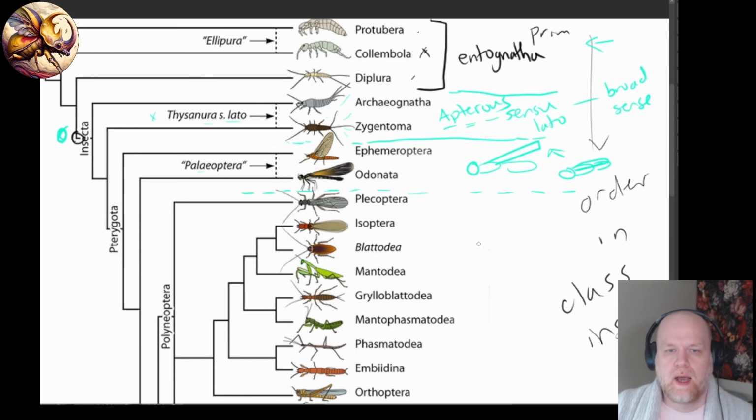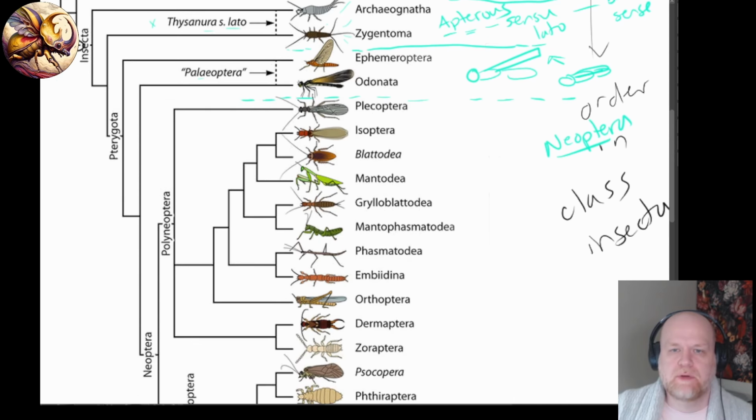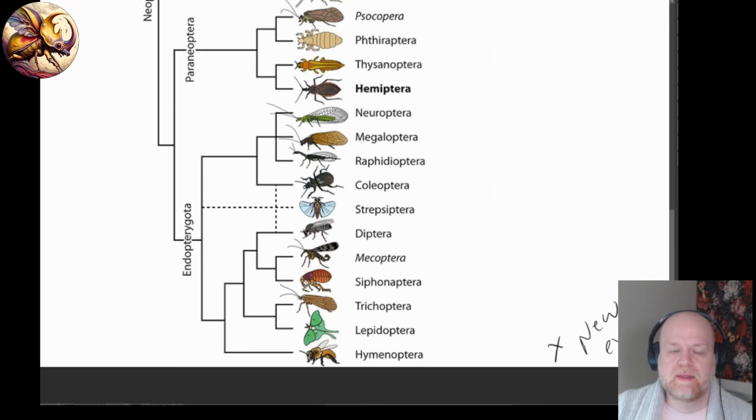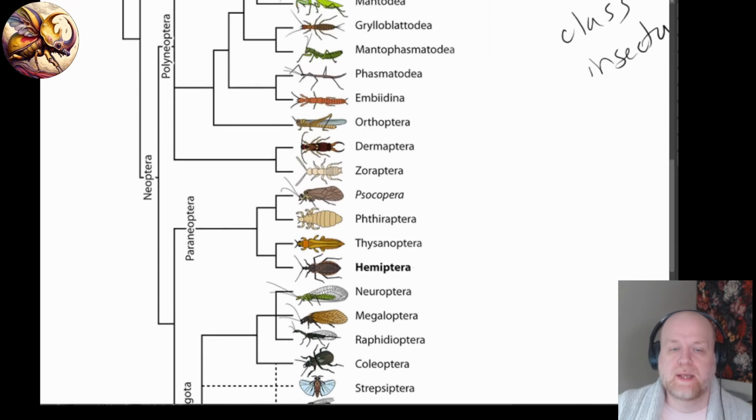And then after them, you have the Neoptera, the new wings. So everything under the Odonata and the Ephemeroptera. Ephemeroptera are the mayflies, Odonata are the dragonflies and damselflies. Everything that comes after them is referred to as the Neoptera. These are the new wings. These are all insects that figured out how to fold their wings.